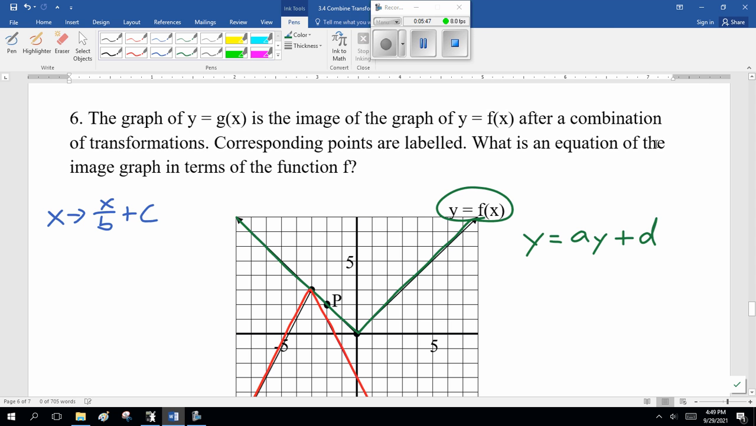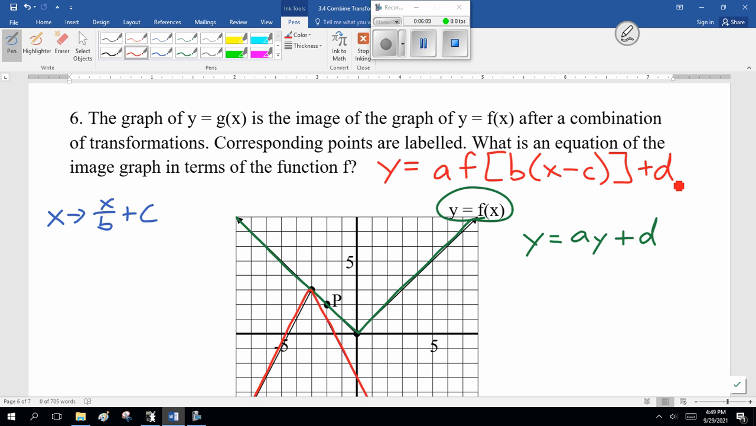If you look at your formula sheet, they give you the nice formula y equals a f(b(x minus c)) plus d. My apologies. Right on the formula sheet is the red one. So we've got to figure out a, b, c, d from this graph.